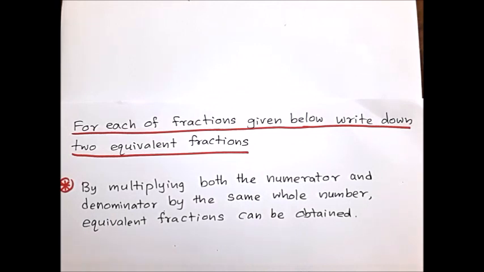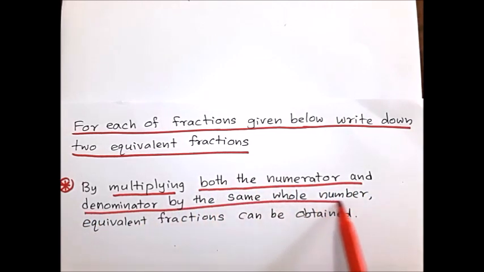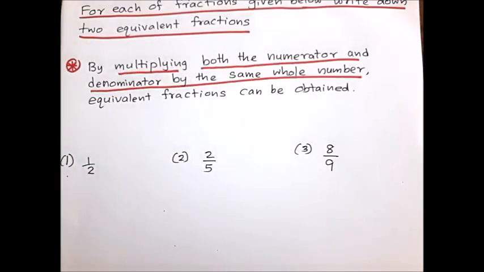Now I am going to teach you to write equivalent fractions for given fractions. First method is by multiplying both numerator and denominator by the same whole number. By multiplying both numerator and denominator by the same number, we can write equivalent fractions. Now look at these examples.